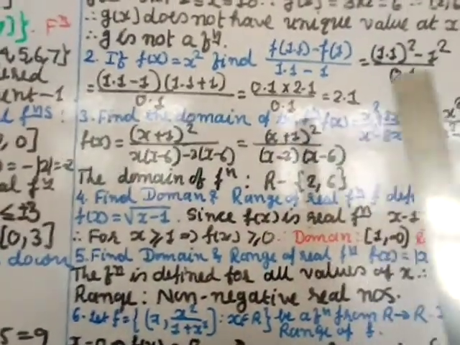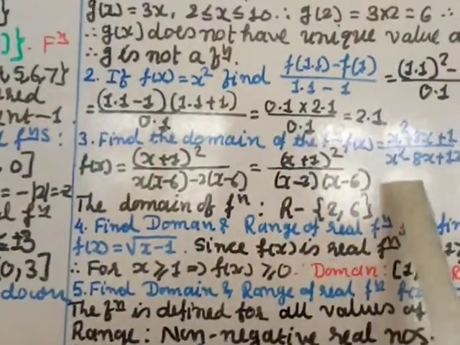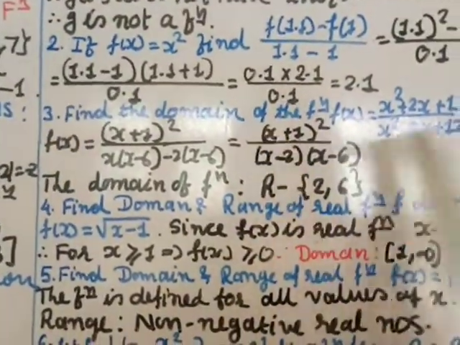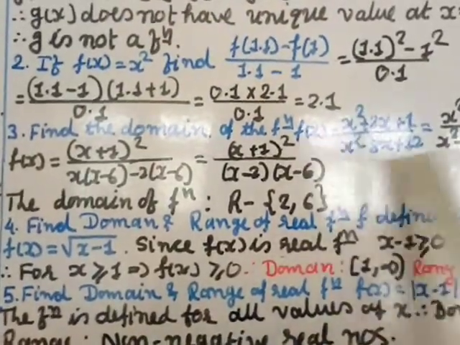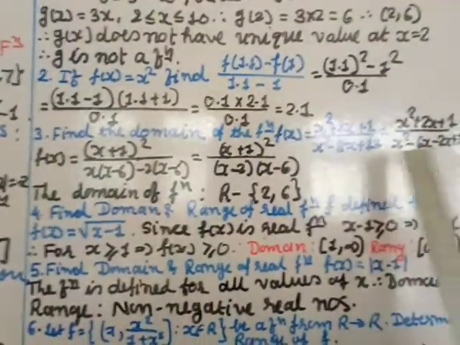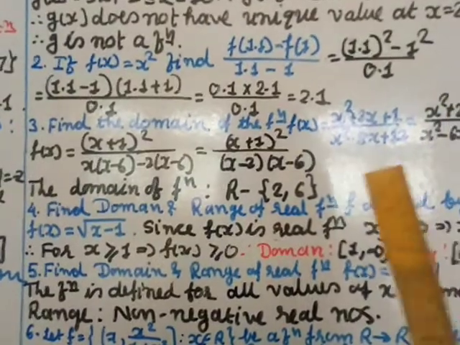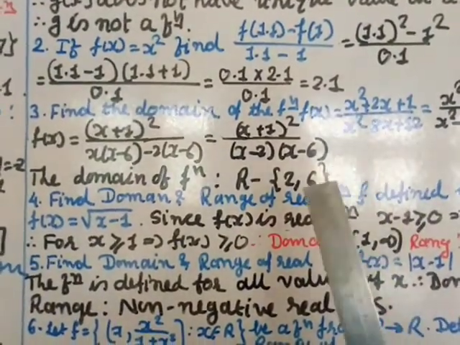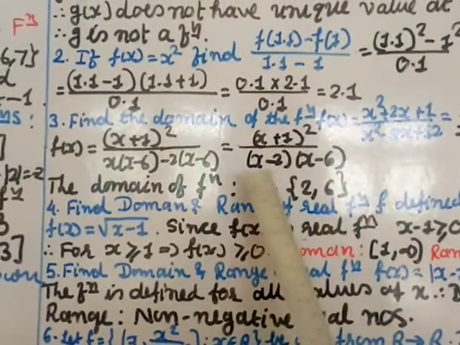Now this is a real function and we cannot have this undefined. This is a quotient, a function which is called a quotient function. So this denominator should not become 0. If this becomes 0, that means it is undefined. So we have to eliminate the values which make this denominator 0.